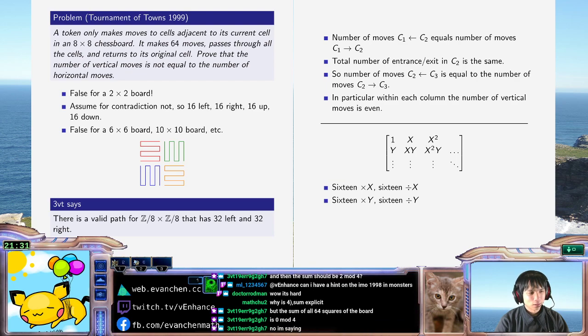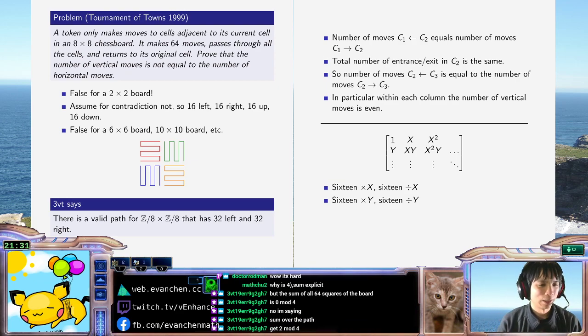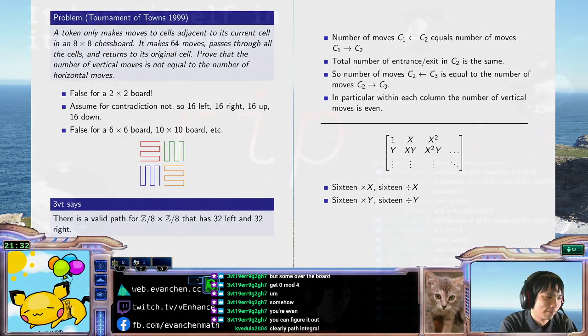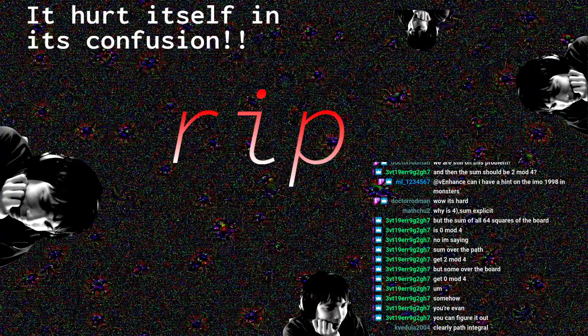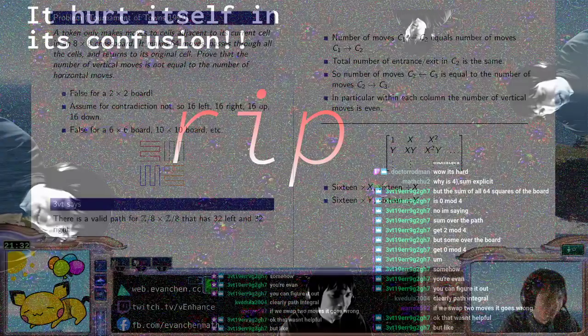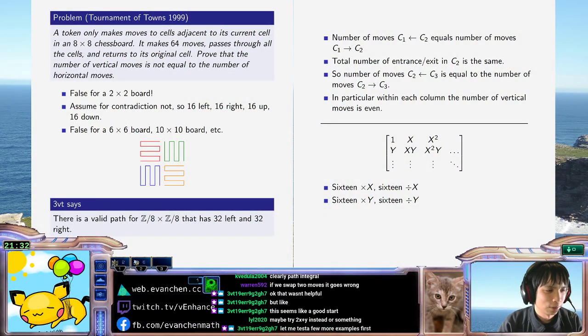Are you double counting the... Like, how do you sum over the path? Somehow. Alright, how about I sum over twice the path? Alright, well, we'll see what happens. Oh my goodness.